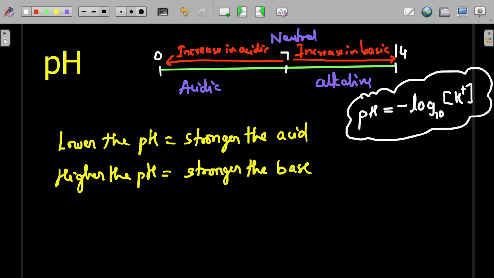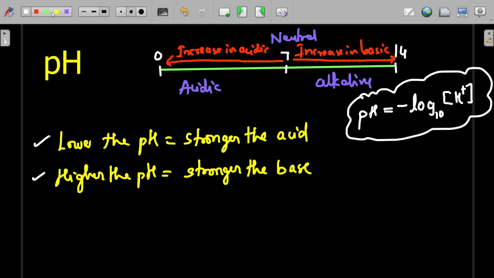Because it is a minus log of the concentration of H plus, the more number of H plus means it's a strong acid, so pH will be less, and if the less number of H plus are there, it's a weak acid, so pH will be more. In higher grades, will they tell us to calculate pH? This formula they will not ask you anything.